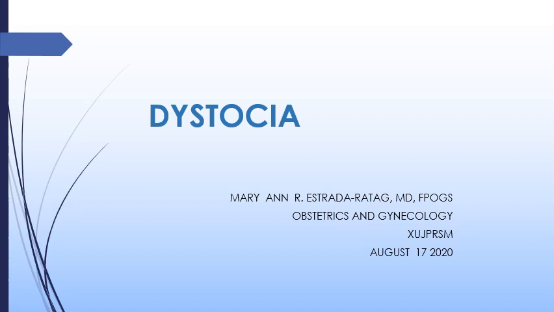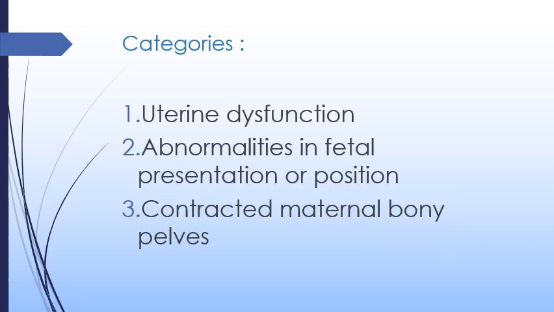Dystocia literally means difficult labor and is characterized by slow progress of labor. Dystocia arises from three distinct abnormality categories. First, if the uterine contraction is insufficient or uncoordinated to dilate the cervix. Second, fetal anomalies in presentation or position may slow progress. Third, structural changes can contract the maternal pelvis.